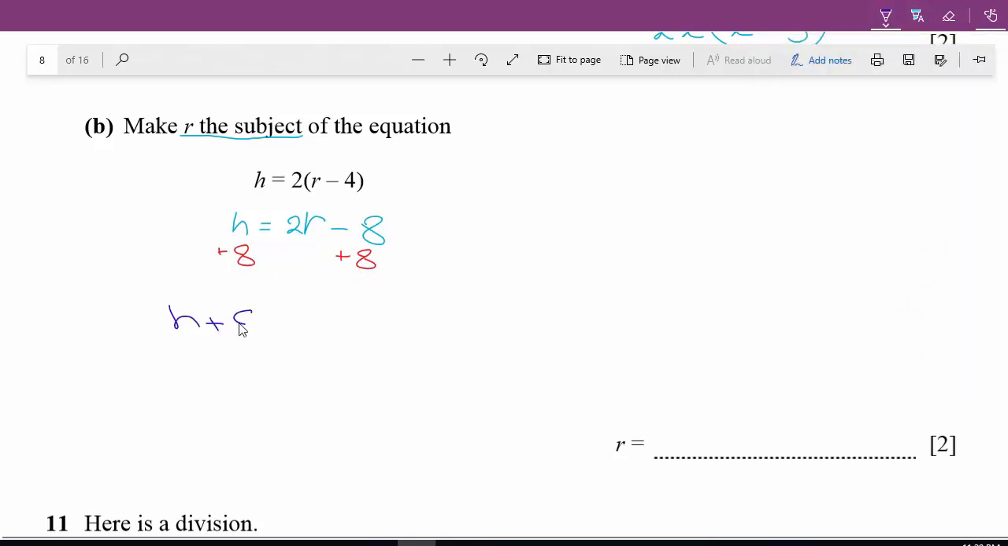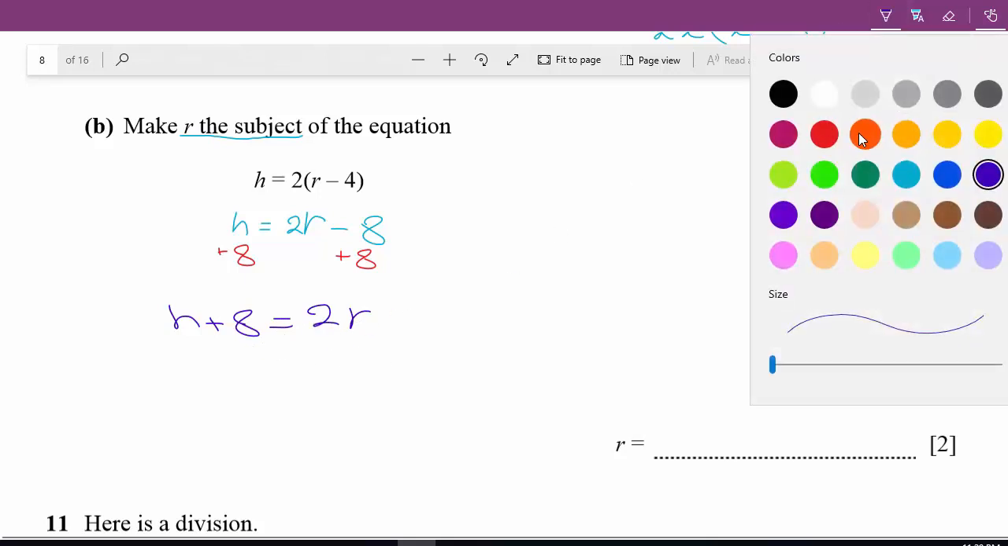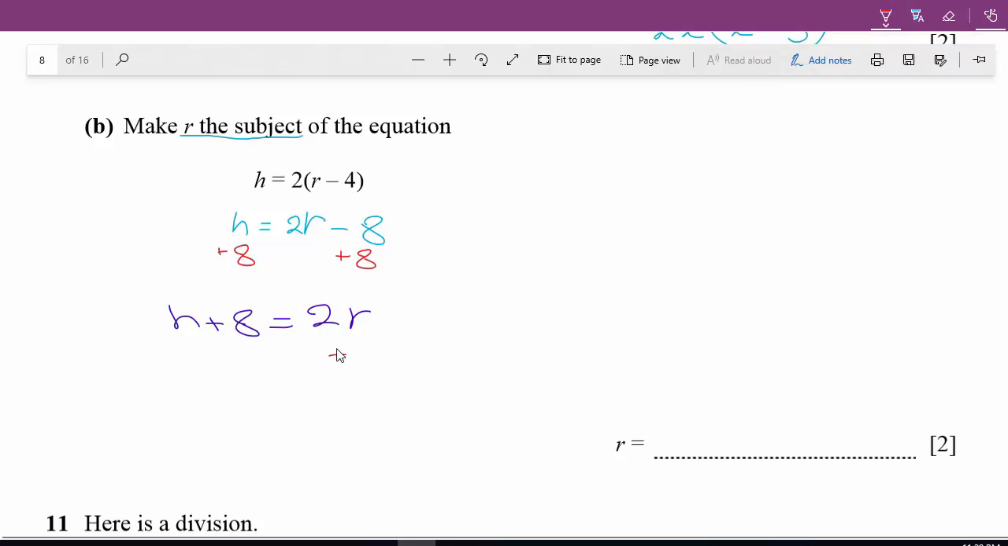Plus 8, plus 8. Now on this side we will have h plus 8, which is equal to 2r. Now we want to get rid of this 2. Then how can we get rid of this 2? We're going to divide both sides by 2. Then that's how it looks. h plus 8 divided by 2 is equal to r. We just got r alone on a side. That's what the question wants. Now r is equal to h plus 8 over 2.